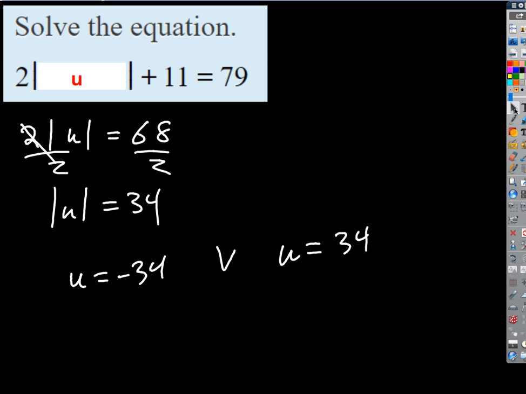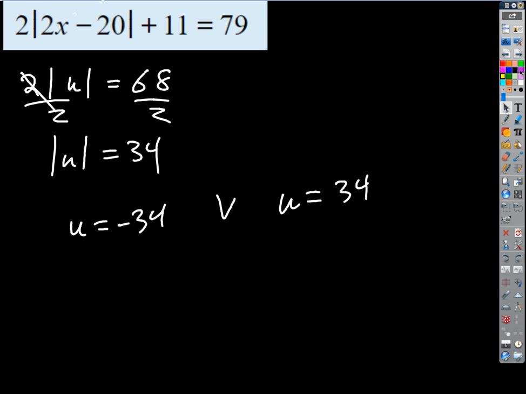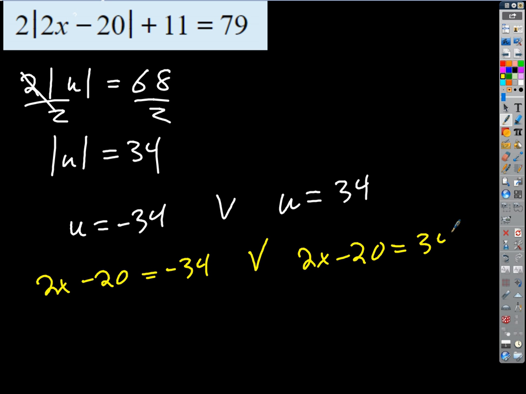Now that we've got this broken apart, finally we'll look behind and see, well, what is u equal to in terms of x? And now we'll solve in terms of x. So then we just get the simple equations: 2x minus 20 equals negative 34, or 2x minus 20 equals positive 34. You guys, that's no big deal. You can do that, right? 27 and negative 7, sounds good.